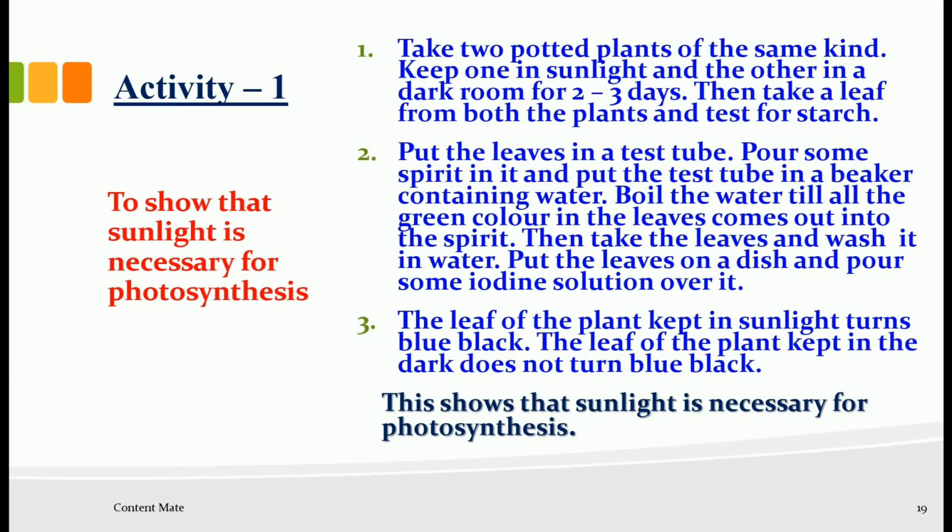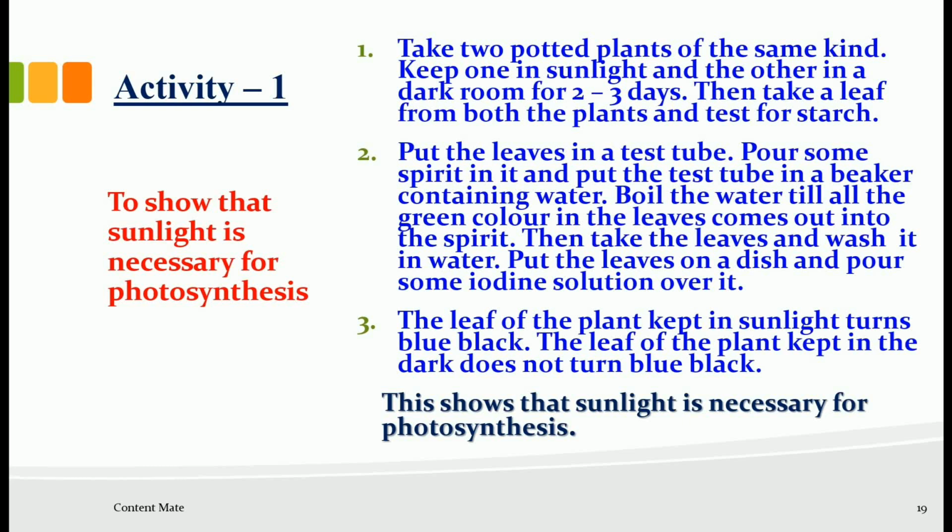Now for the activity, take 2 potted plants of the same kind. Keep one in sunlight and the other in a dark room for 2 to 3 days. Then take a leaf from both the plants and test for starch. Put the leaves in a test tube, pour some spirit in it and put the test tube in a beaker containing water. Boil the leaves till the green color in the leaves comes out into the spirit.